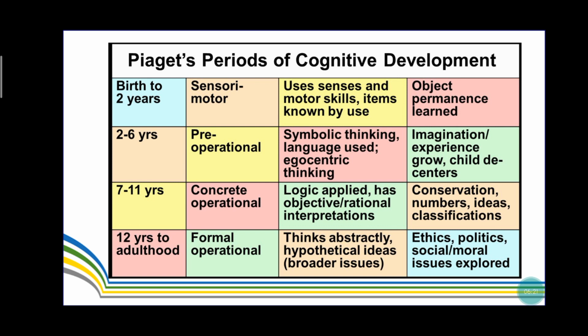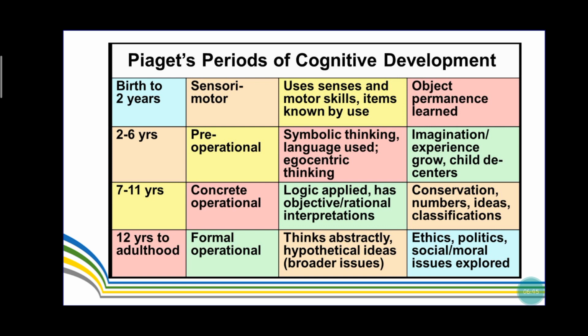Third stage, we have the concrete operational stage from 7 to 11 years old. In this stage, it aims to achieve logical thought. Logical thought is the ability to understand and to incorporate the rules of basic logical inference in everyday activities such as conservation, numbers, ideas, and classifications.